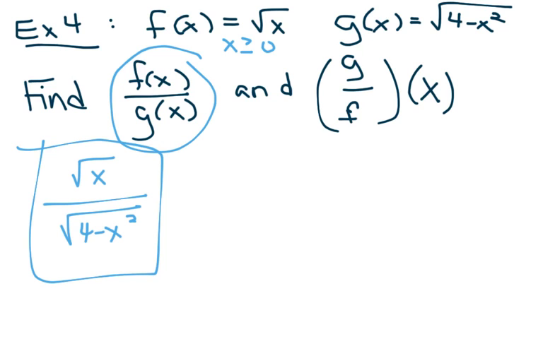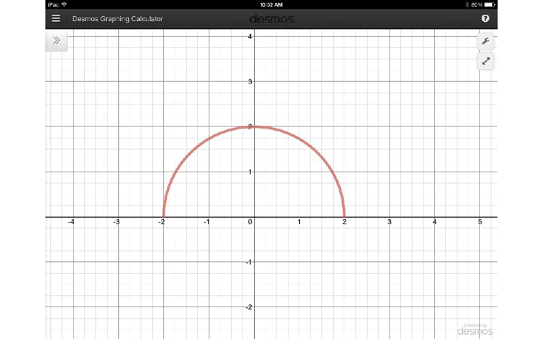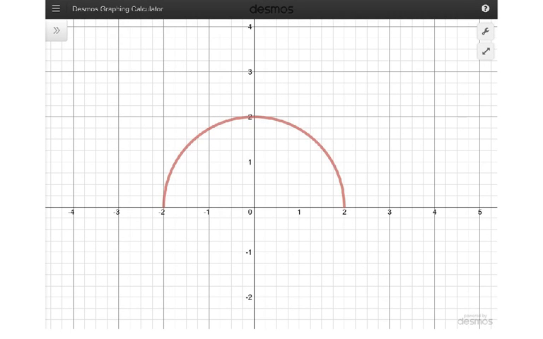Now we have to look at the domain of the square root of 4 minus x squared. Here's the graph. I want you to notice that the x values, I don't care about the y values, go only from negative 2 to positive 2. In inequality notation, it would look like this. It's called a compound inequality. We say that x goes from negative 2 to 2, with x's between them. In interval notation, if you learned that, it looks like this.